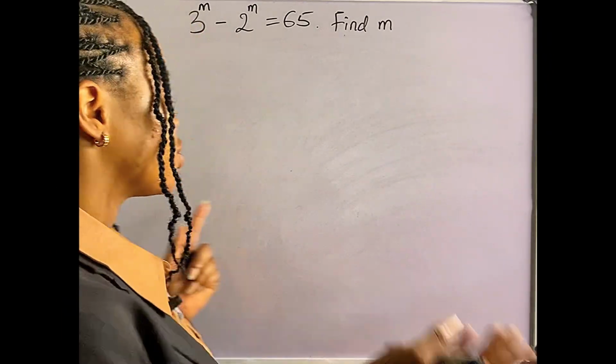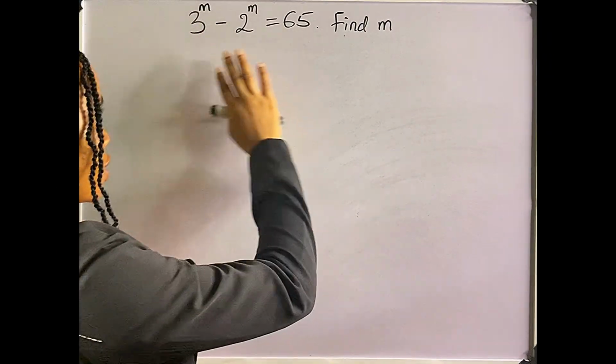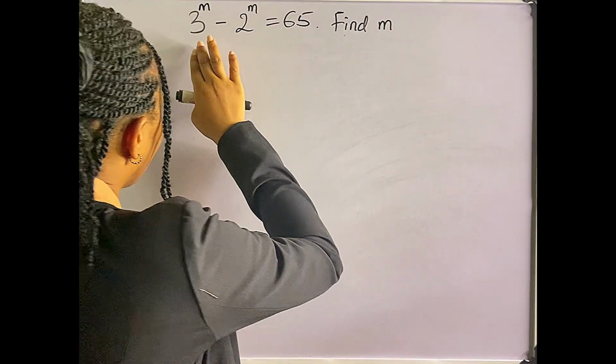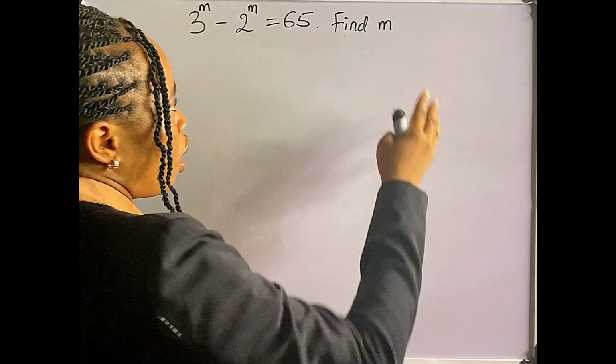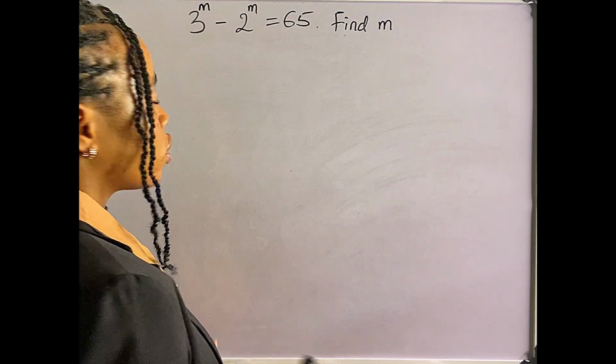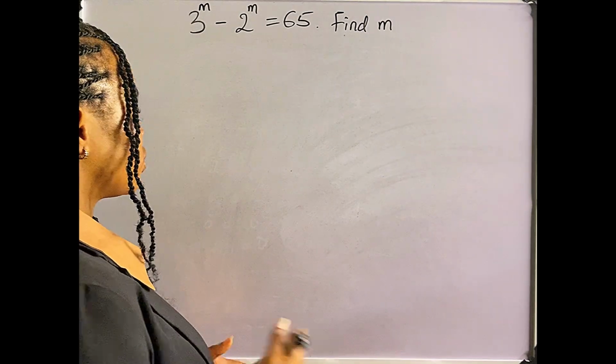So today we have a question on the board. This is an exponential equation. We have 3 raised to the power of m minus 2 raised to the power of m equals 65, and we have to find the value of m. Now I'm going to be walking you through the steps.